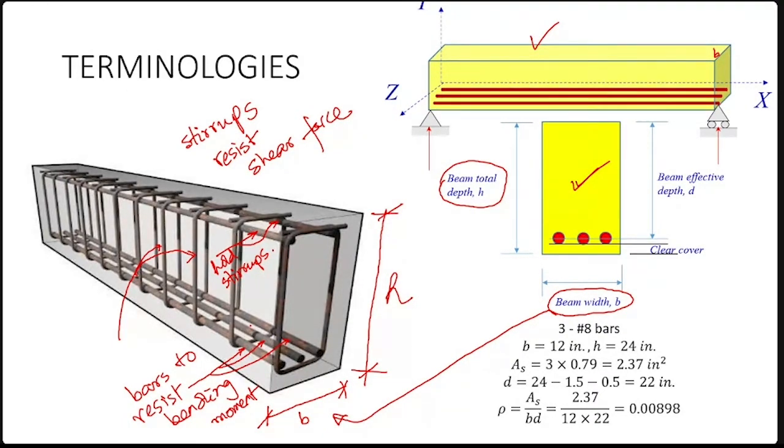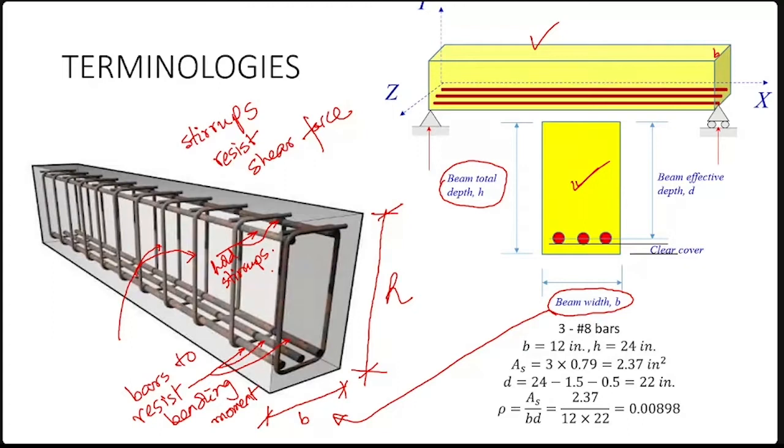We are using the bottom three bars to resist the bending moment. We will design for bending moment throughout this class and the next class, and maybe up to before we start the midterm exam. Okay, so let us go back and start talking about steel bars.